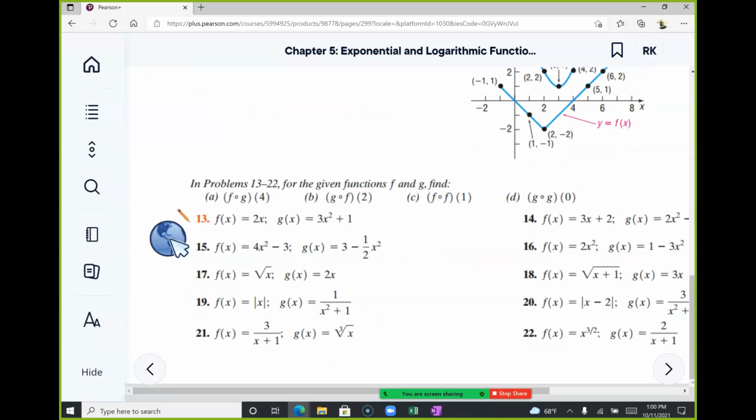So problems 13 to 22 is a bunch of domain problems. I think the one problem that might be interesting here would be 21. So let's see if we can do 21 and work it the way we worked it before. So I have an f of x is 3. Oh, no, it's not asking me for domain here. It's the next page, sorry.